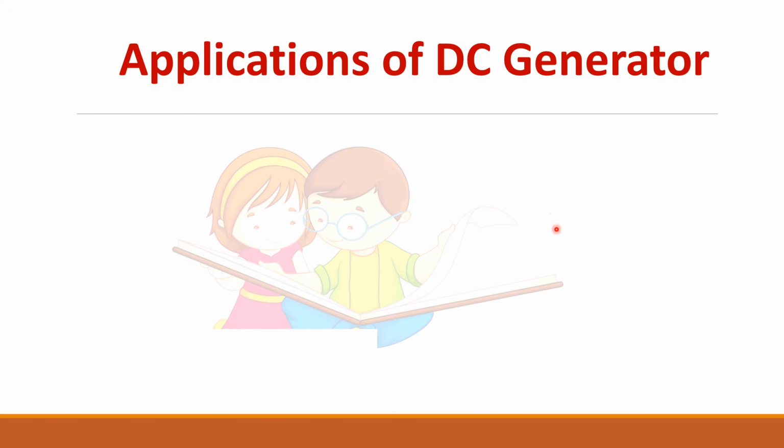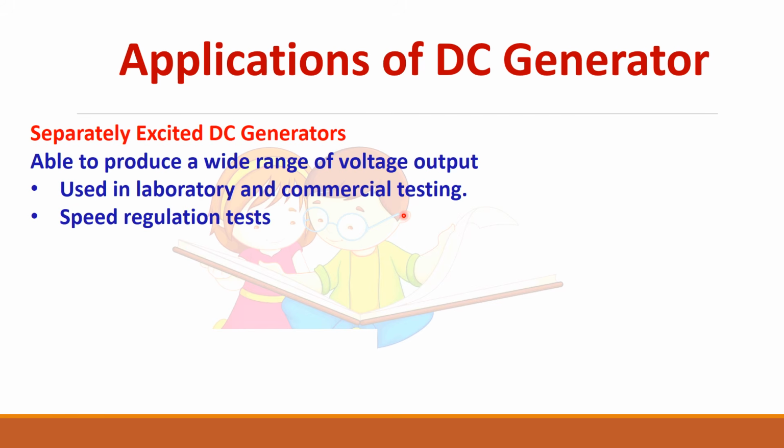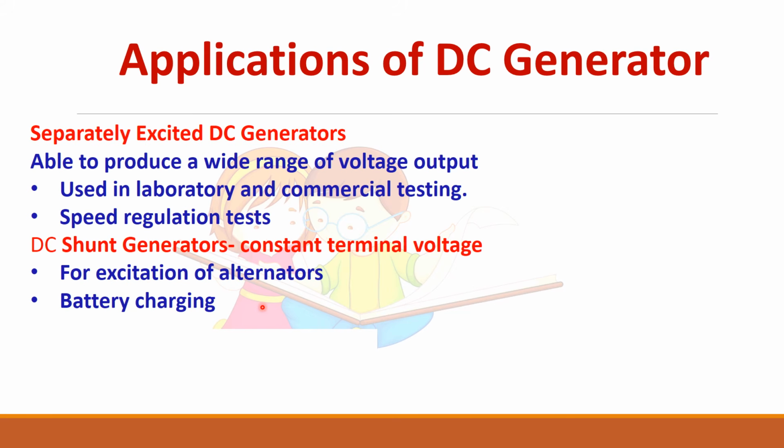So let us see the applications of DC generators. Separately excited generators are able to produce a wide range of voltage output. So they can be used in laboratory and commercial testing, and for speed regulation tests. And DC shunt generators can produce a constant terminal voltage. So mostly they are preferred for excitation of alternators and to charge the batteries.